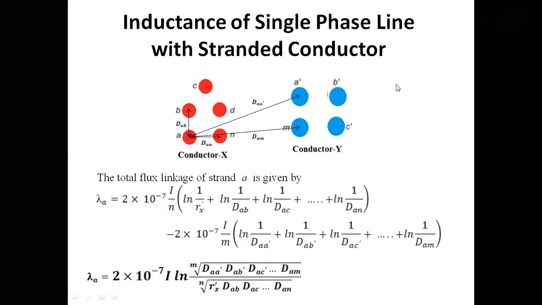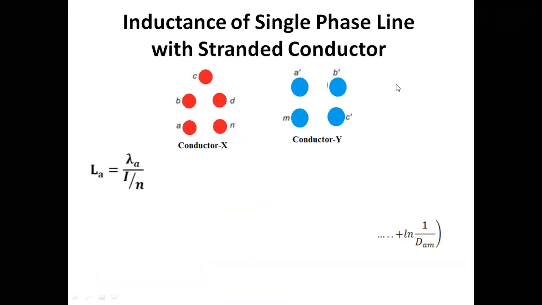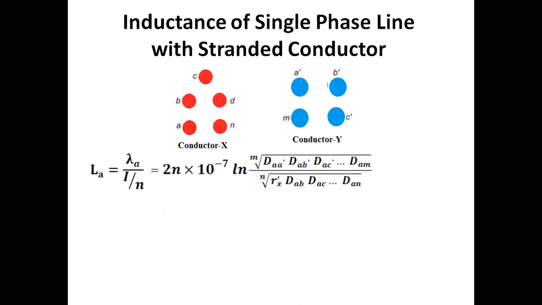So next, what will be the inductance LA? What will be the inductance of LA strand? Inductance of strand A, that is lambda A by I by N, where this is the current through A strand. It becomes 2n into 10 to the minus 7 ln. Then the same part, the mth root of this divided by nth root of this.